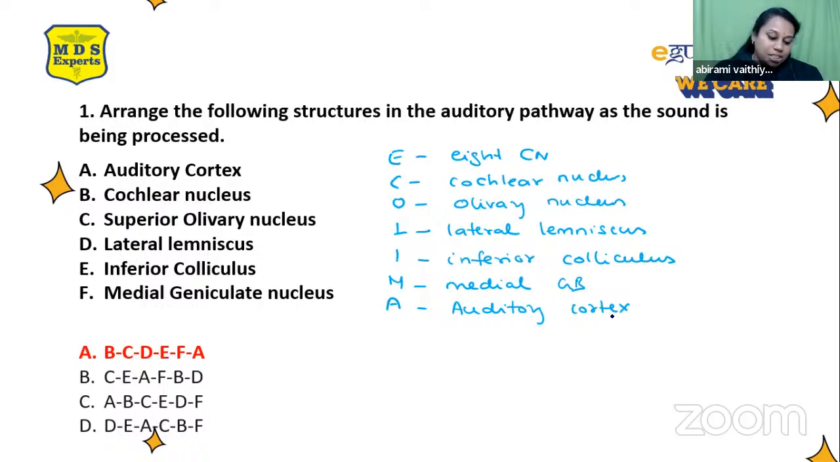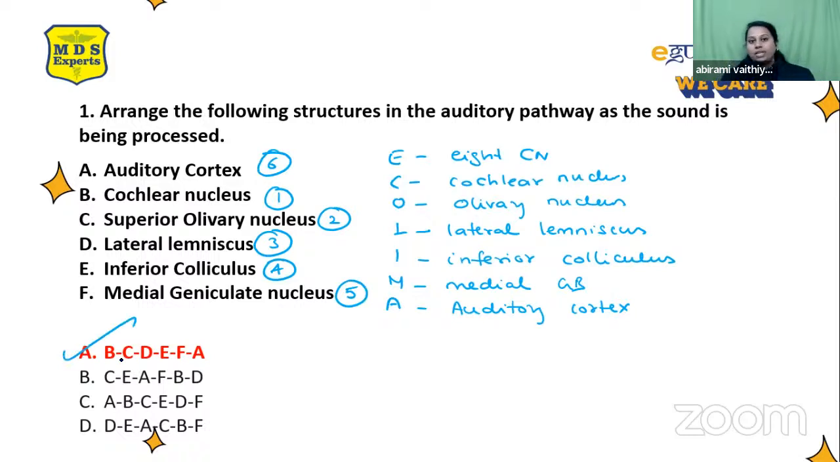Now, can you arrange this in sequence? So we will start with cochlear nucleus, olivary nucleus, lateral lemniscus, inferior colliculus, medial geniculate nucleus, and auditory cortex. So the answer is option A. Very simple. Once you know the auditory pathway and the mechanism of hearing, this becomes very easy.